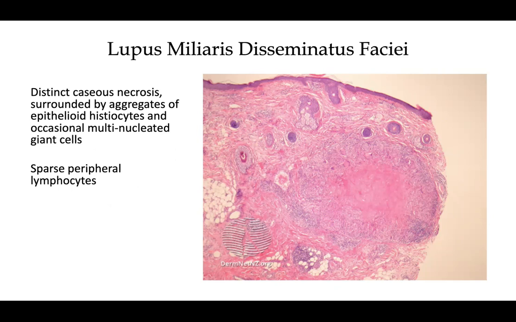And it's definitely one that is unique into its own class when you see this central necrosis here. And that's why people call it lupus miliaris disseminatus fasciae, because it looks like it's some type of caseous necrosis that you might see in tuberculosis.